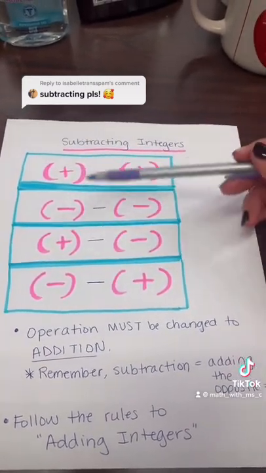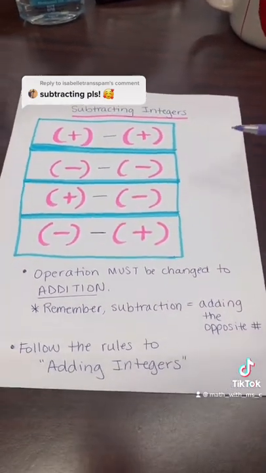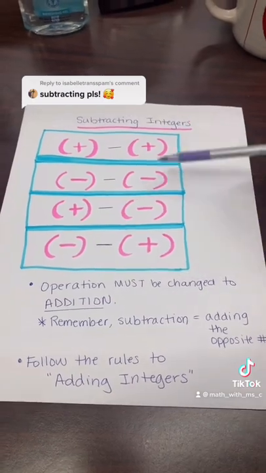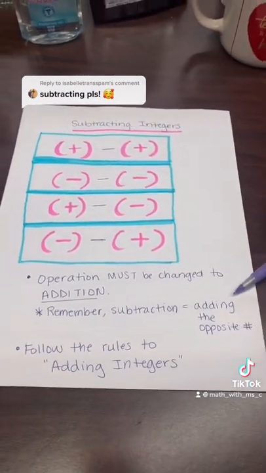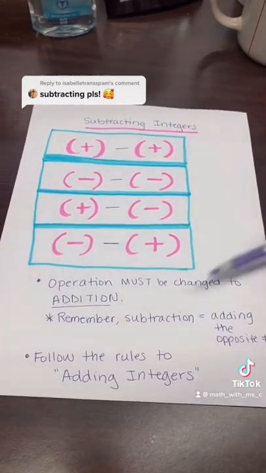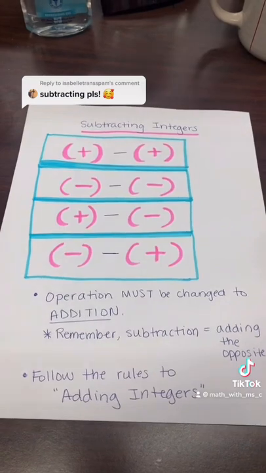Sometimes signs are the same. Sometimes signs are different. So let's see what the rules are. First, the operation must be changed to addition. Subtraction means you're adding the opposite. And then after you do that, follow the rules for adding integers. Let's move on to examples.